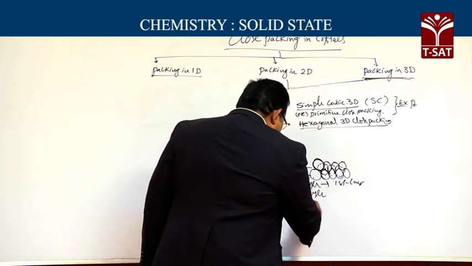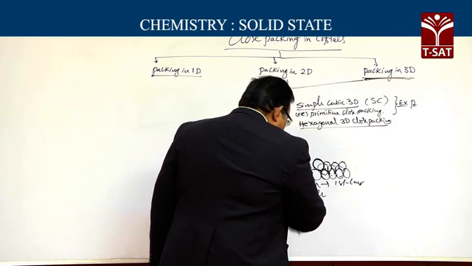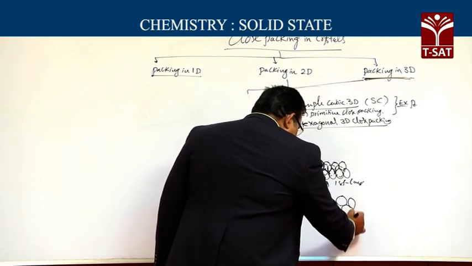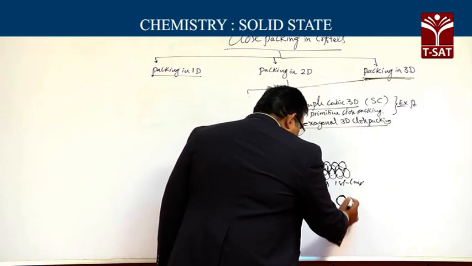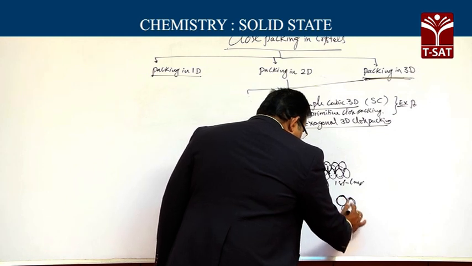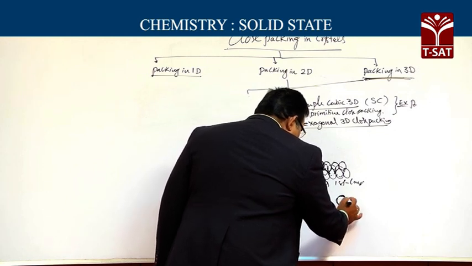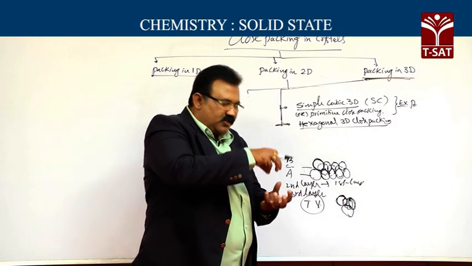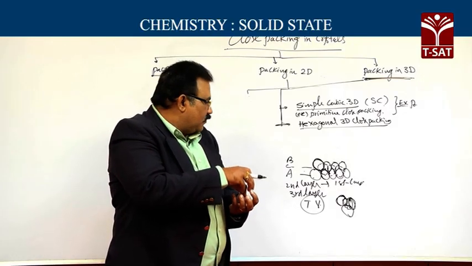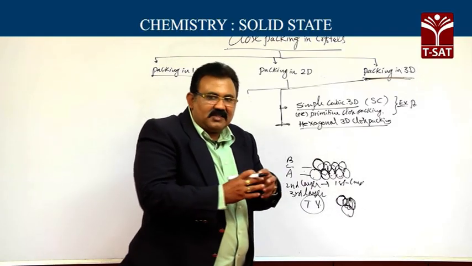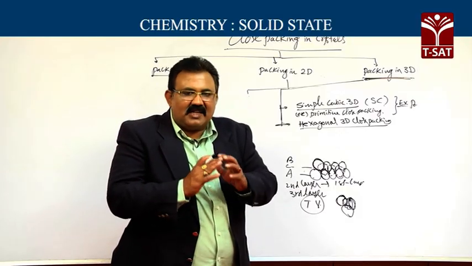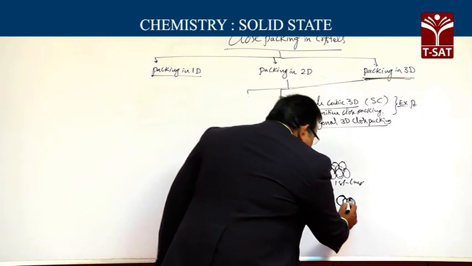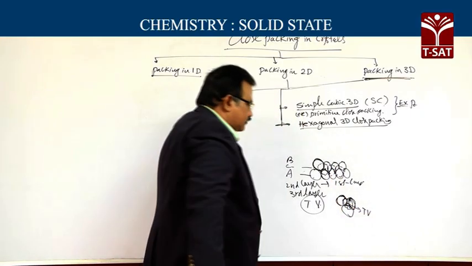In this, tetrahedral voids are formed. These 3 spheres and this is the 4th sphere. 3 spheres in one plane and 4th sphere is in perpendicular plane. In between the 4 spheres, a vacant space like tetrahedral shape is formed. That is called, this vacant space is called tetrahedral void.